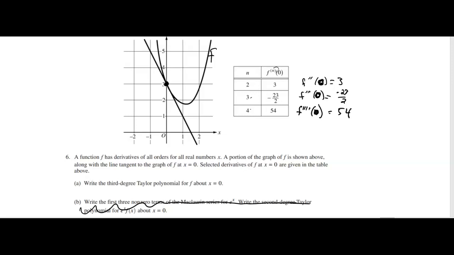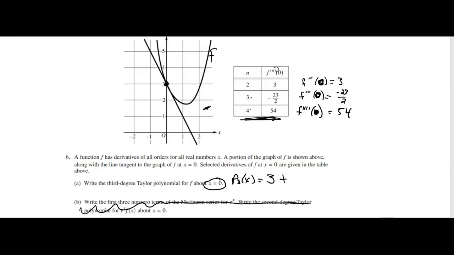Letter A then asks you, write the third degree Taylor polynomial for f about x equals 0. So my third degree Taylor polynomial starts with your functional value at 0. We can't get that from the table, but that's why they gave us our graph. Look at the function at the x value of 0. This kind of parabolic graph is your function. And pretty easily, hopefully, we can see that the functional value there is a 3.